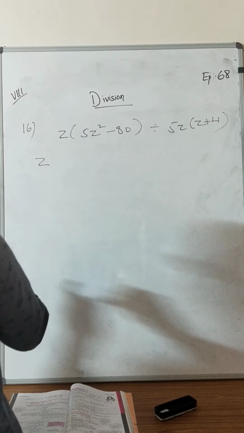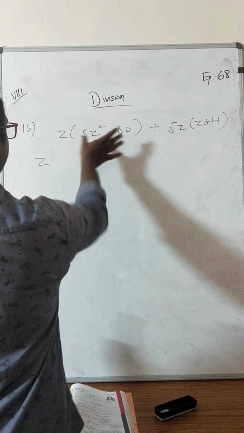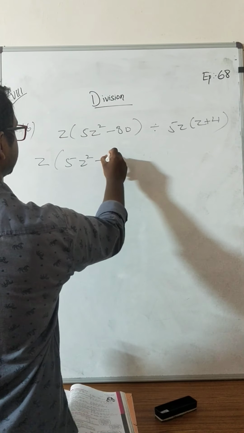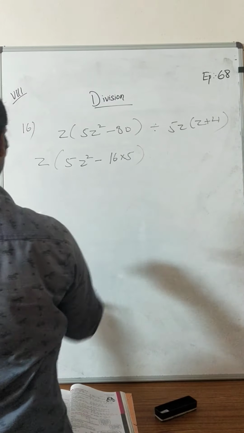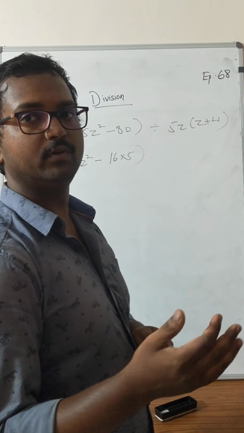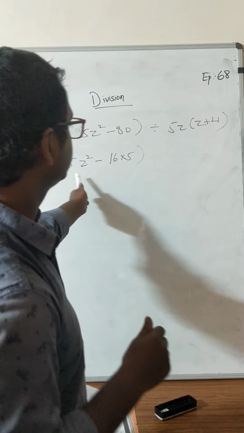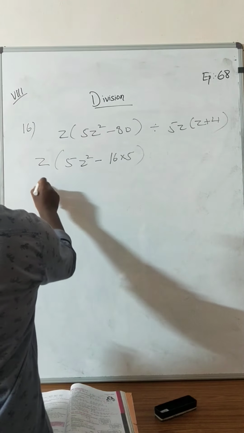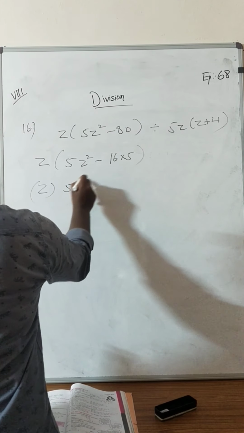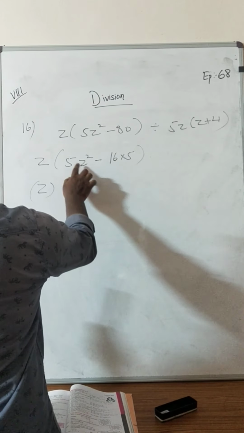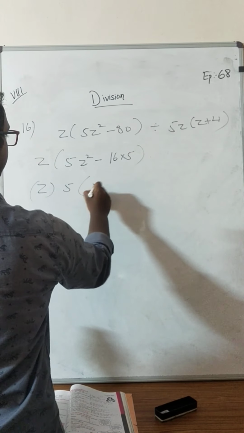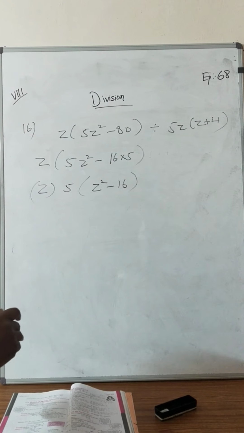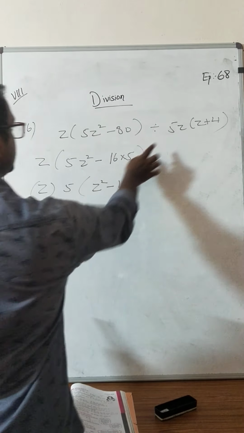Now what I am going to do here, see, 5z square minus 80, 16 into 5 is 80. What I am trying to do is I am going to take 5 as common. So I just split it into 16 into 5. Now see, here z square and here I am taking 5 as common. When I take 5 as common from both these terms, here 5 will come out, which means z square is left. Here when 5 comes out, only 16 is left. Now this term has to be divided by this term.